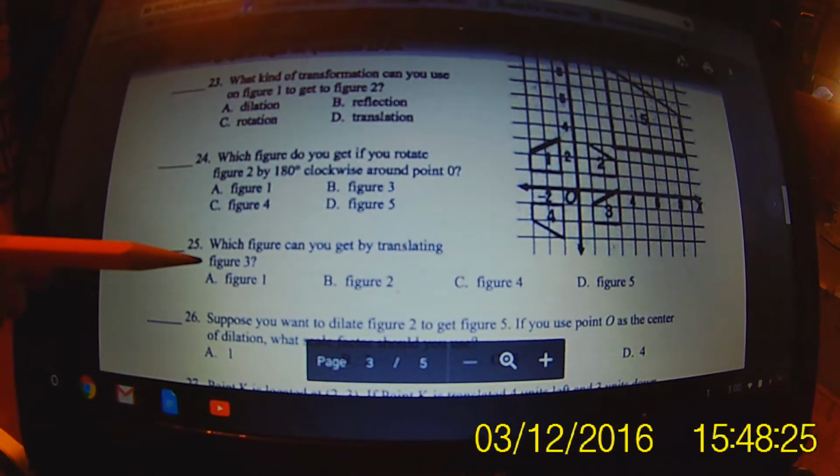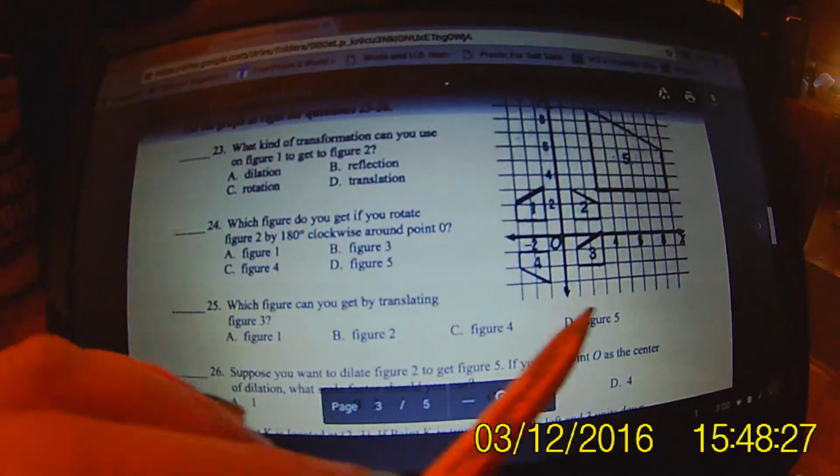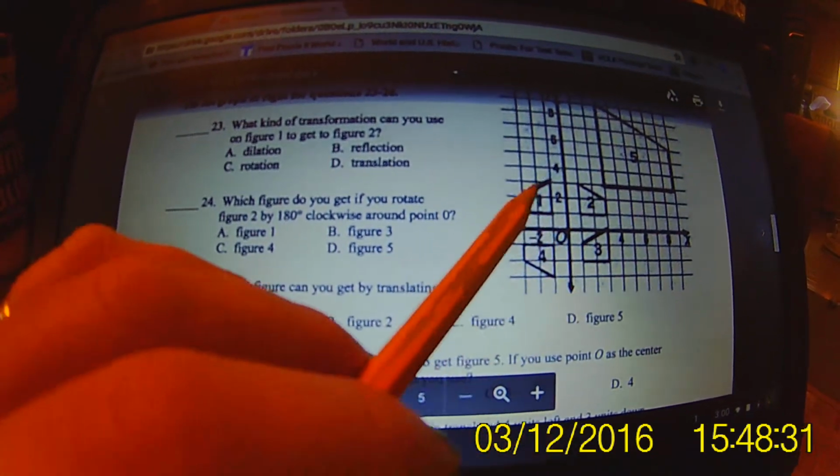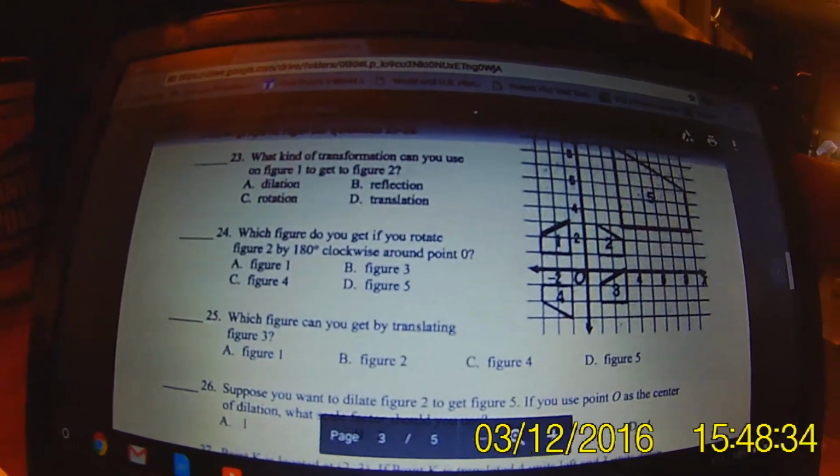Which figure can you get by translating figure 3? That means we're just going to slide it. Well, it's got to be the same exact shape, so that would have to be figure 1.